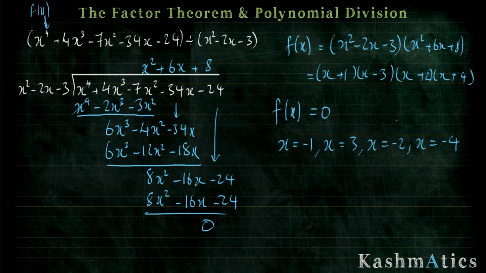Hopefully that's shown you how to use polynomial division to work out the factors of a polynomial. Now this is only when the factor theorem applies. There is something else called the remainder theorem for when you can't factorize something fully, and I'll do that in a separate video. But this is how you can factorize any polynomial by using the factor theorem.